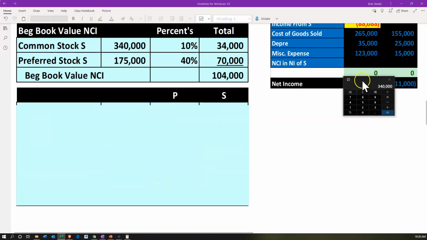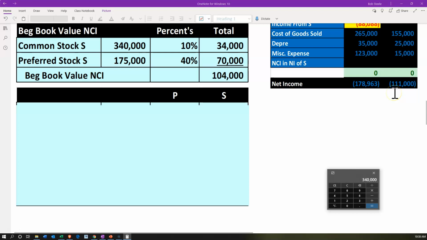So now let's think about how we would break out the net income. The net income is this 111,000.